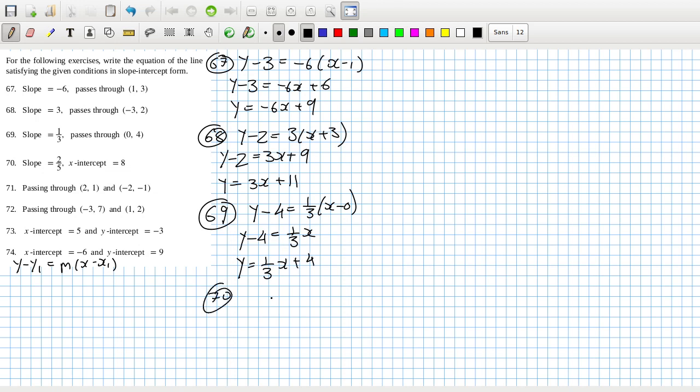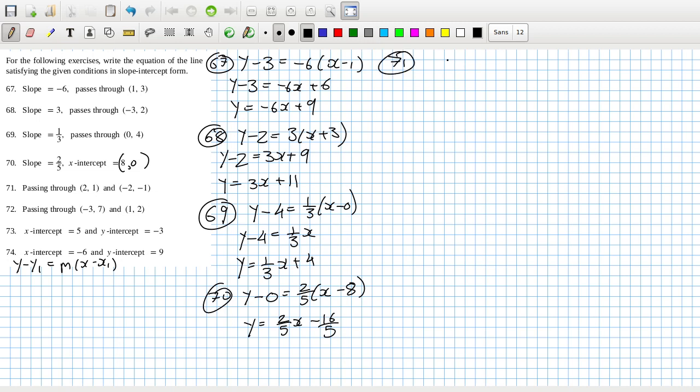70. So the x-intercept, so that's 80 then. Y minus y1 equals m times x minus x1. Y equals 2/5 x minus 16/5. Okay. 71.